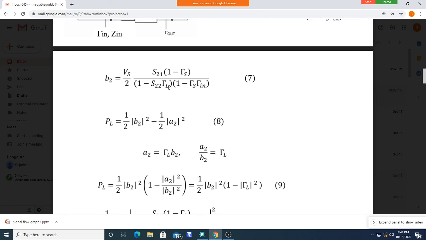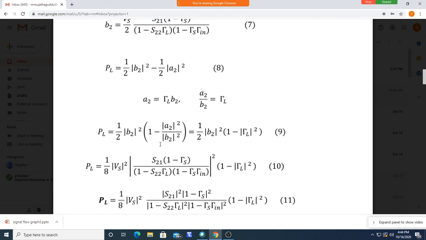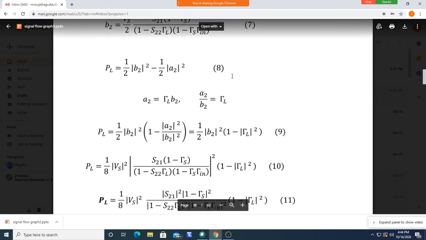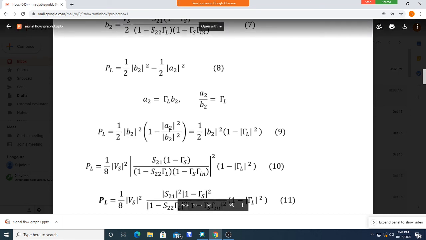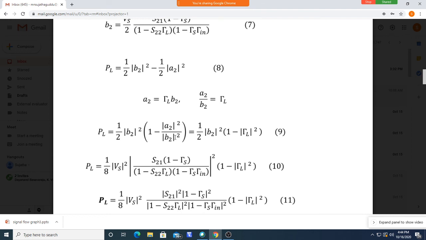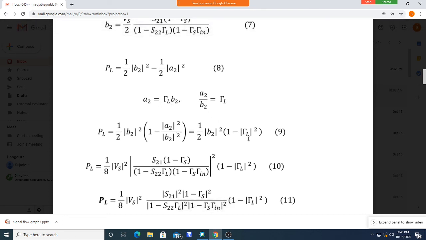So we substitute B2 and A2 here, and simplify. Otherwise, you can simplify further by taking B2 outside. A2 by B2 is there. What is A2 by B2? It is the reflection coefficient Gamma L.